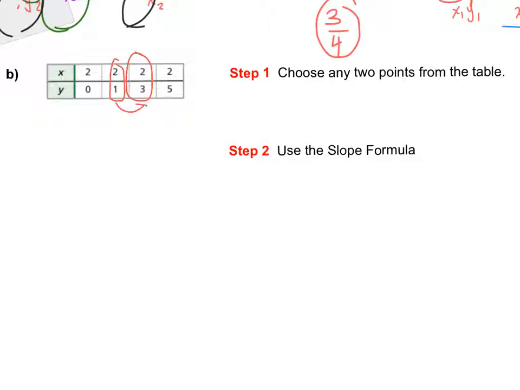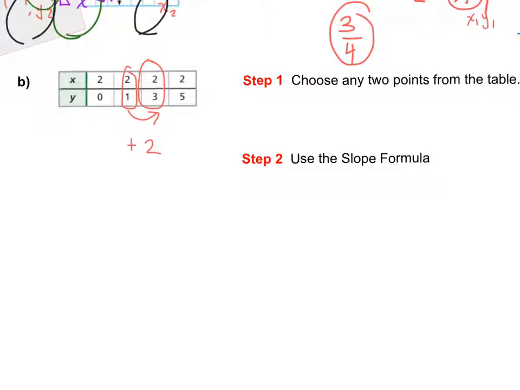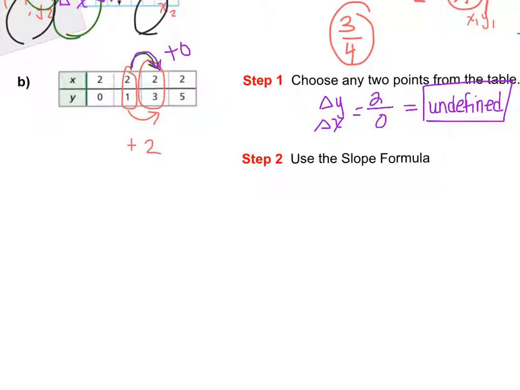The change of y, I went up by 2, and the change of x here, that's interesting, you went up by 0. So the change of y is 2 and the change of x is 0. Well, 2 divided by 0 is undefined. Anything divided by 0 is undefined. So this must be a vertical line.